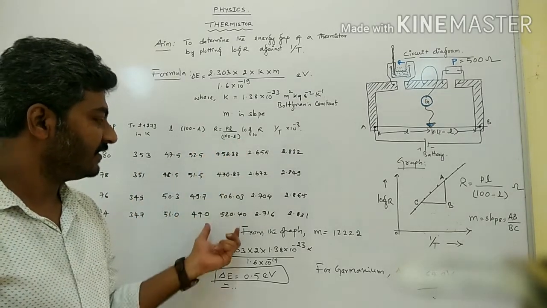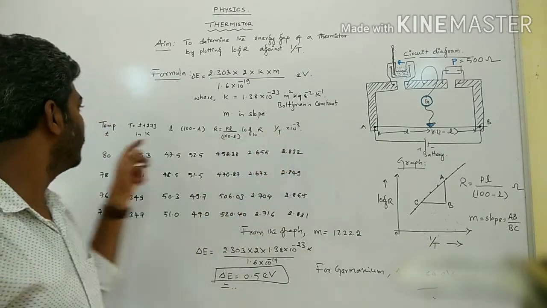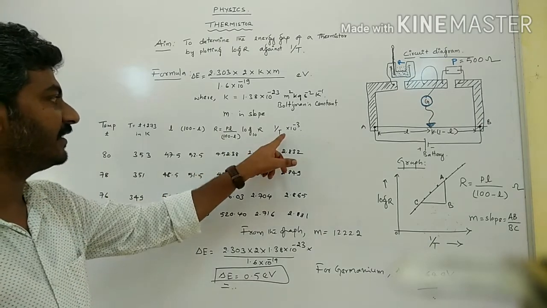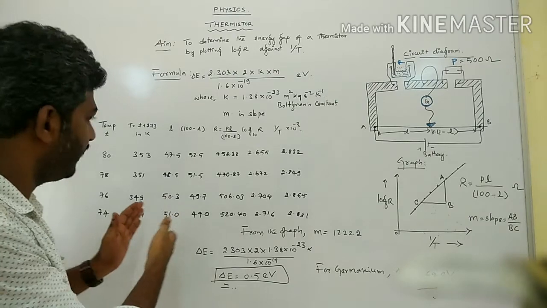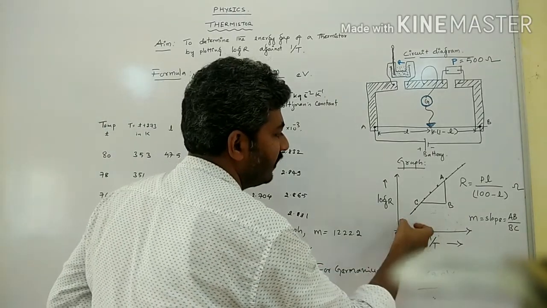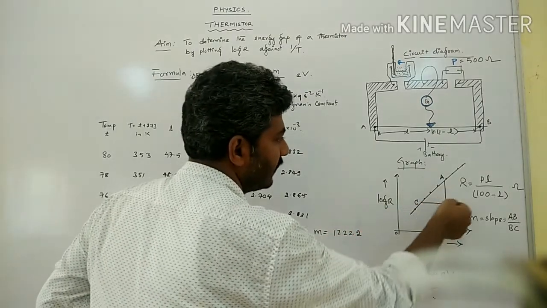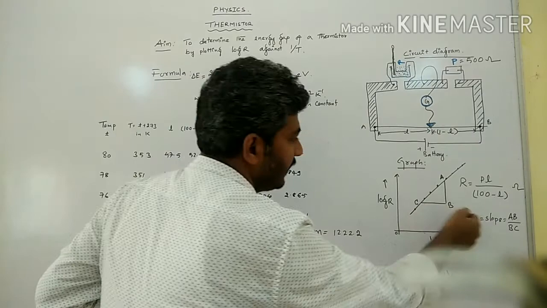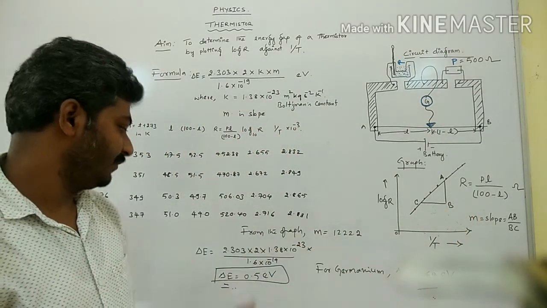After knowing the resistance, let us calculate log R and 1 by T. I have temperature in Kelvin, so I have written 1 by T. By taking 1 by T and log R for different points, I will get a slope AB by BC. The calculated slope is 122.2.